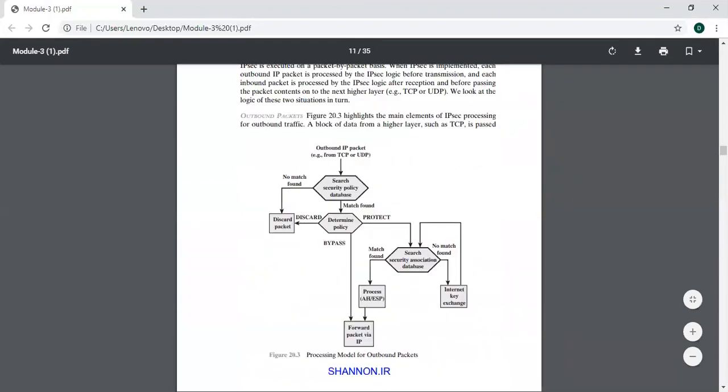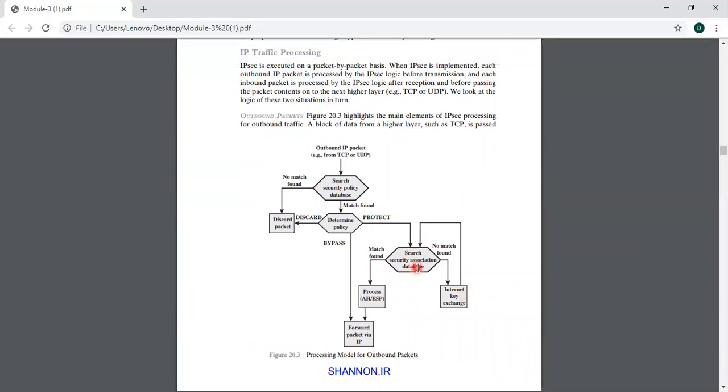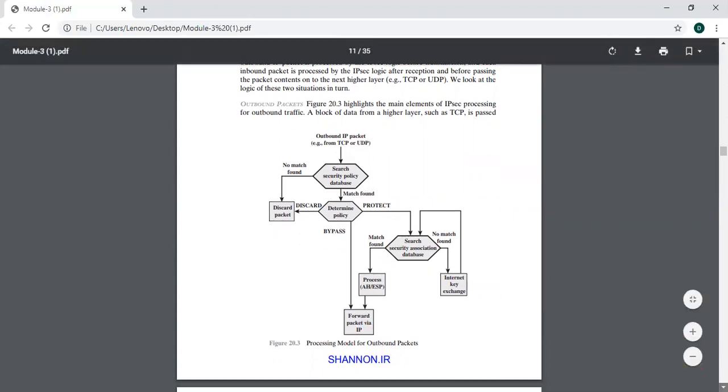So finally, when the Internet Key Exchange is done, keys are given to the packets. Then we consider it as a match found, we process it, and then we forward it to the destination side. So this is the processing model for outbound packets.